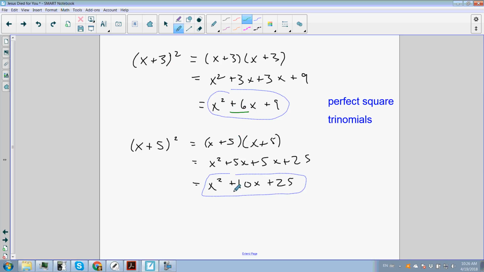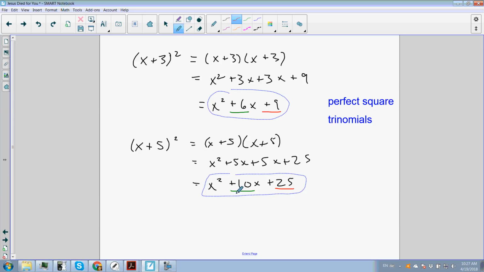Now, in these perfect square trinomials, we want to notice the 6 and the 10. How did the 6 and the 10 compare to the 3 and the 5? The 6 and the 10 are double the 3 and the 5. And the 9 and the 25, well, that's the 3 squared and the 5 squared. So that's why completing the square works the way it does, because we're going to go backwards. We're going to go from the perfect square trinomial to the binomial squared.